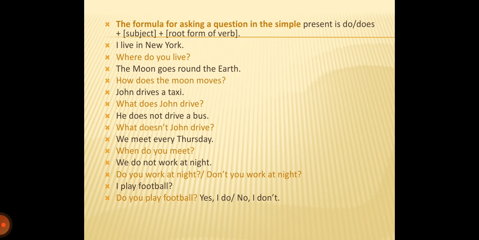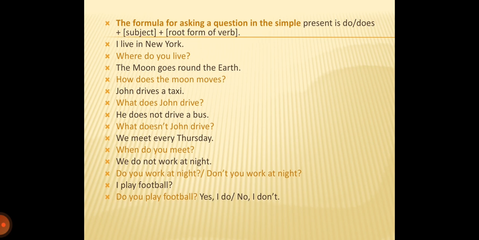We do not work at night. We can get a yes/no question here. Do you work at night? Don't you work at night? Pay attention. I can use the auxiliary with the negative or without the negative. I play football. Do you play football? Yes, I do. No, I don't. So the answer will also use the auxiliary verb do, either affirmative, yes, I do, or negative, no, I don't. Pay attention to changing the pronouns from I to you or to other pronouns according to the sentence.